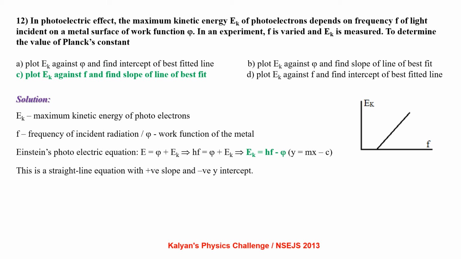Given Ek, maximum kinetic energy of the photoelectrons released, f is frequency of incident radiation, phi is work function of the metal. Apply Einstein's photoelectric equation E equal to phi plus Ek, that is hf equal to phi plus Ek, from where we get Ek equal to hf minus phi, which is in the form of y equal to mx minus c, a straight line with a positive slope and a negative y-intercept. So in the place of slope we have Planck's constant value.